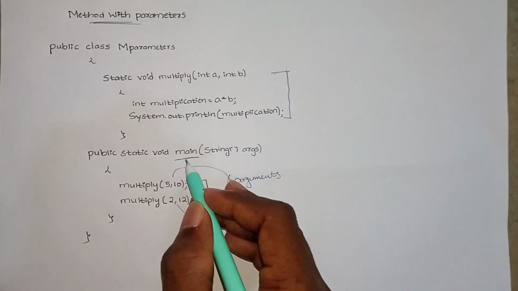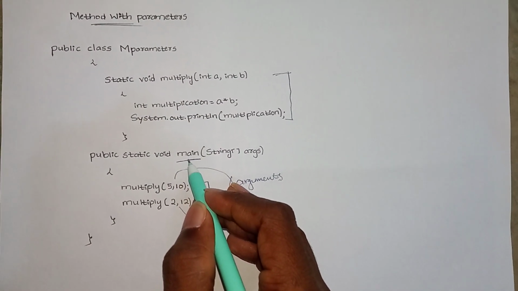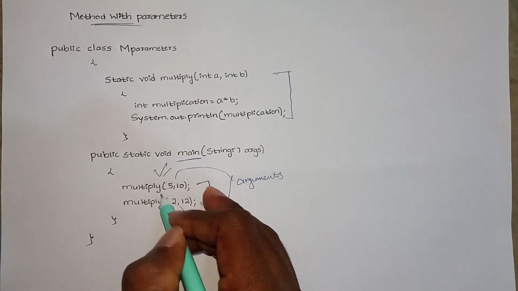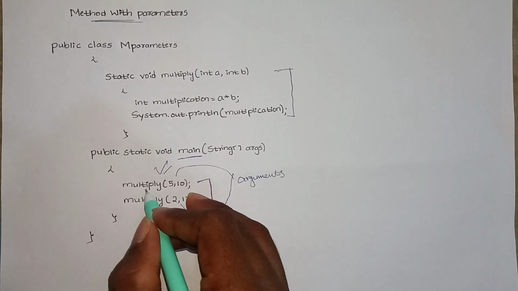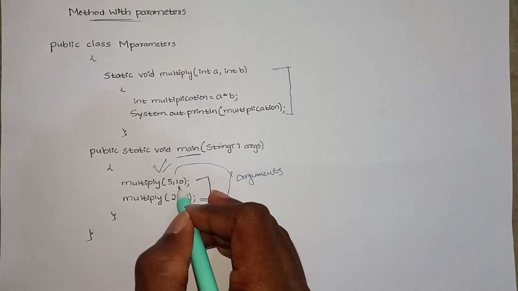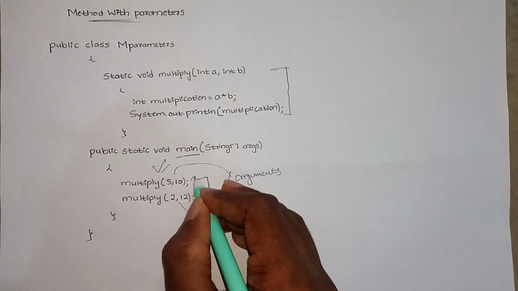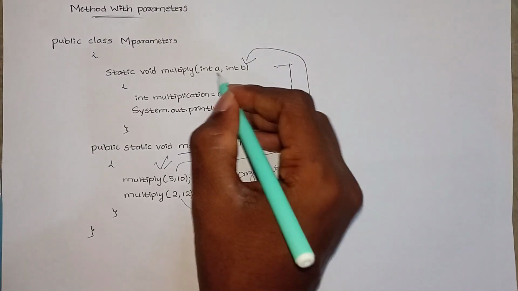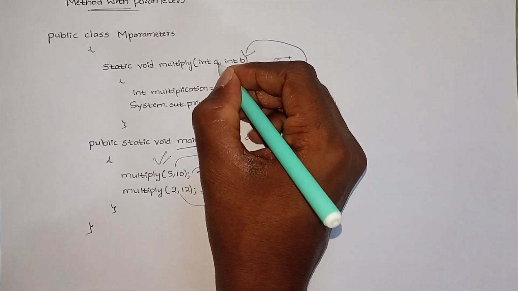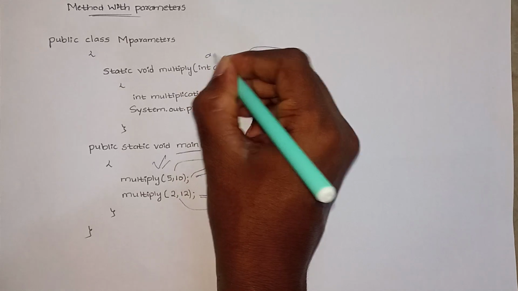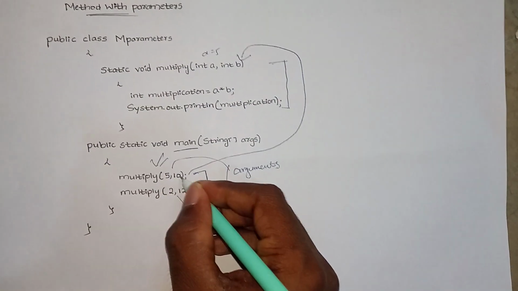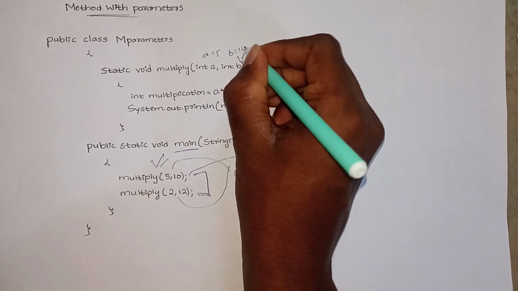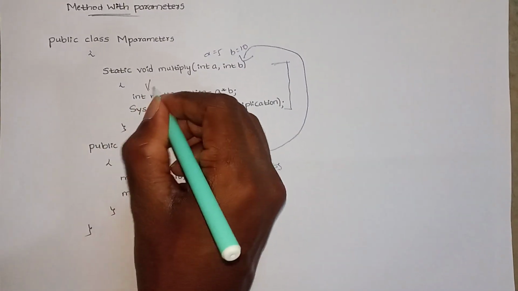The execution of Java code starts with main, right? So it will enter into the main block and call this particular method multiply by passing 5 comma 10 as arguments. Once this method is called, it will move to this method definition. 5 will be assigned to the first parameter, so a becomes 5, and 10 will be assigned to the second parameter, that is b, so b becomes 10, and now it will execute this block.